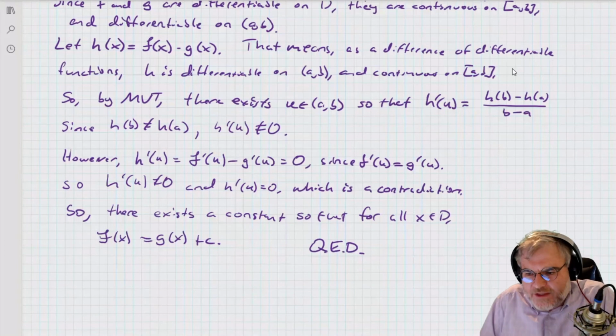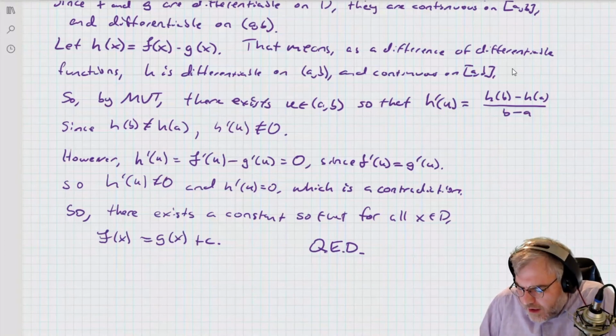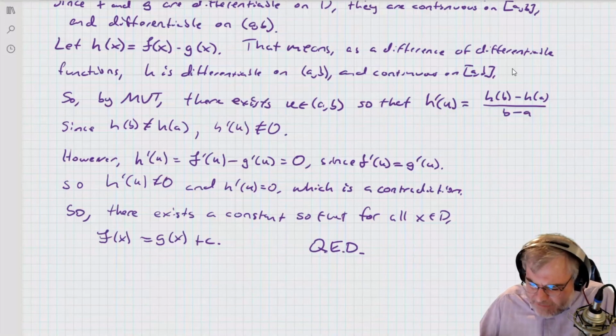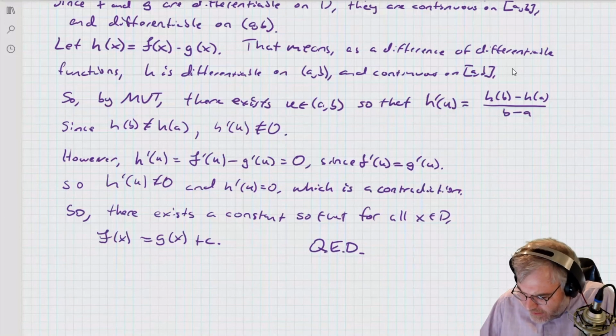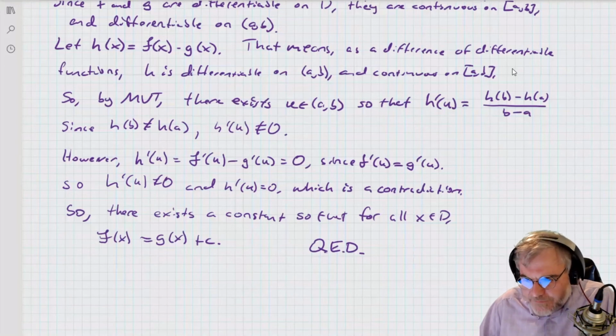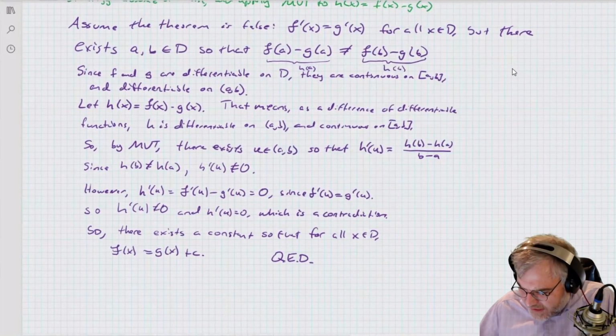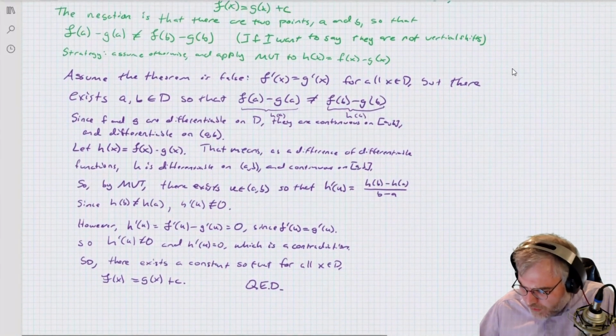How do we feel about that proof? That one's a little tricky, because it's got this kind of trick where I made an h, kind of like what I did where I proved the mean value theorem, where I took a difference between two functions. So it's not exactly straightforward, but it is kind of a nice, and it's an extremely important proof.